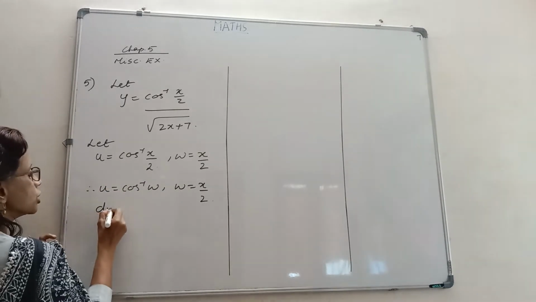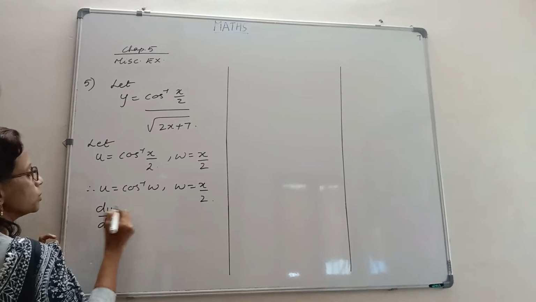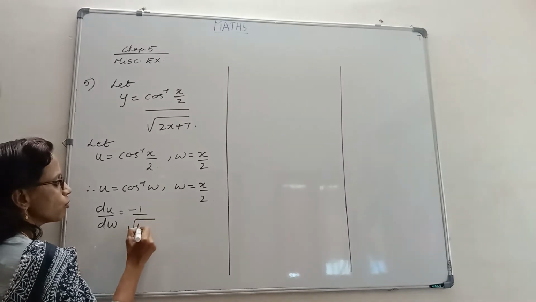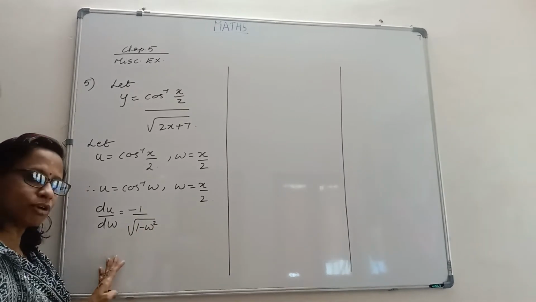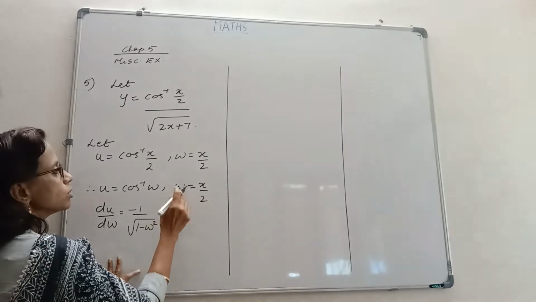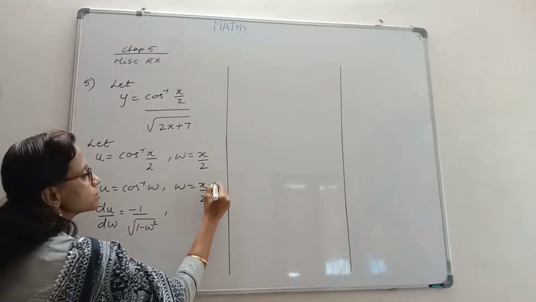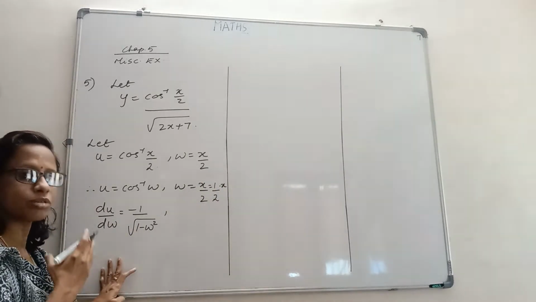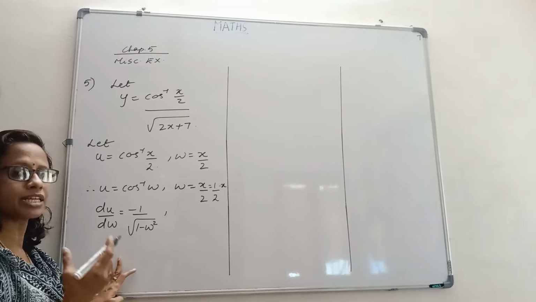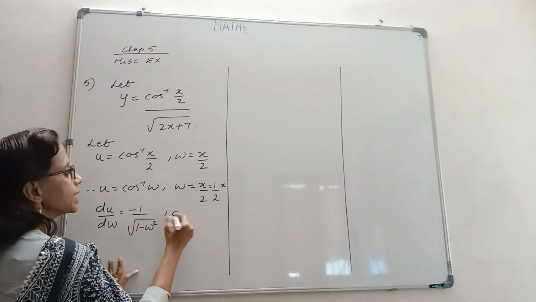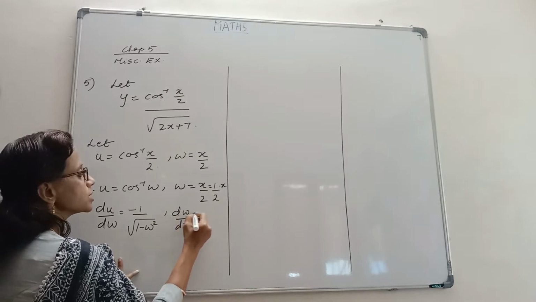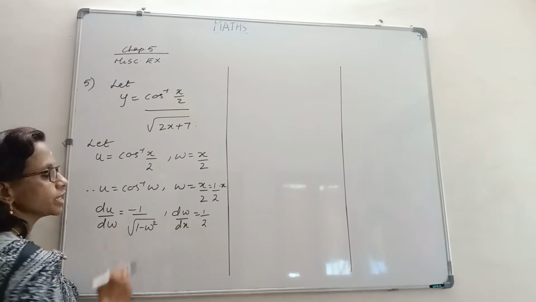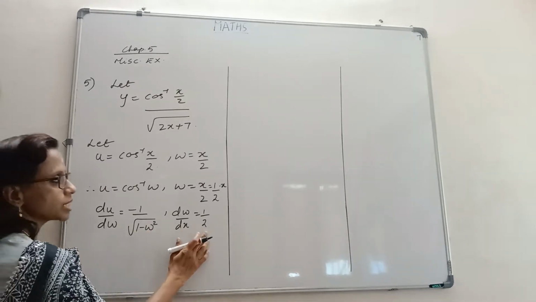What is the advantage? When you take the derivative of u with respect to w, because it is cos inverse, we know that the derivative is minus 1 by root of 1 minus w squared. So you have got du by dw. Also, because w is x by 2, which is half of x, when the constant is there, the constant moves out and you get the derivative of x. The derivative of x is 1. So the derivative of w with respect to x is just that half.